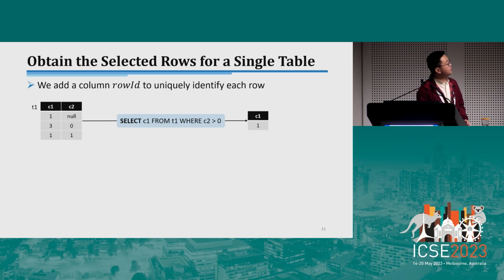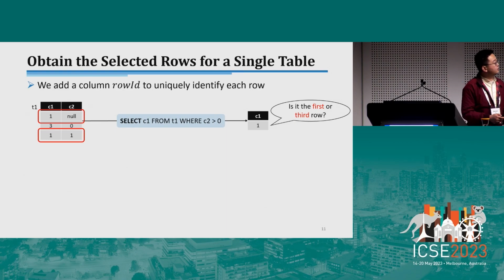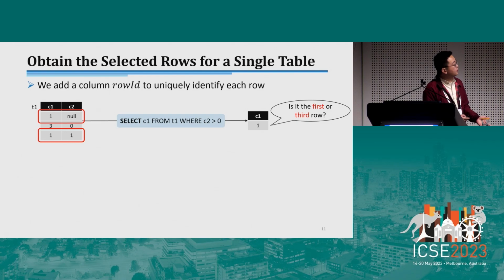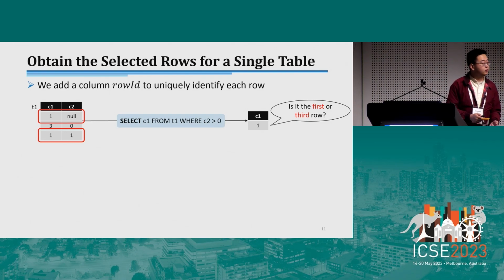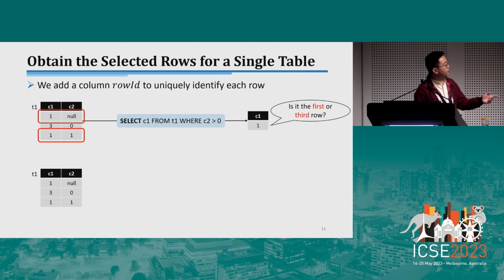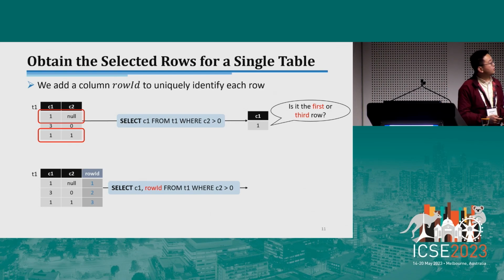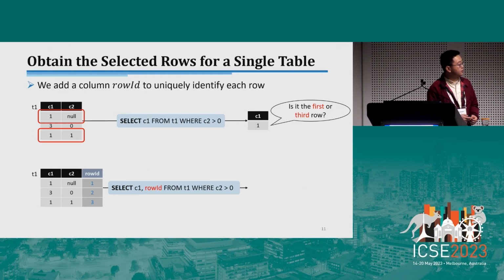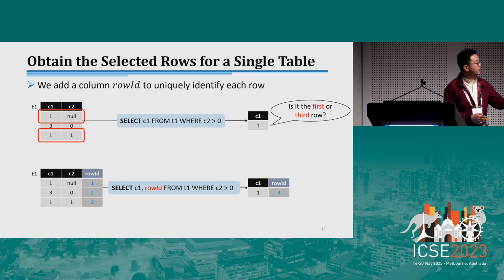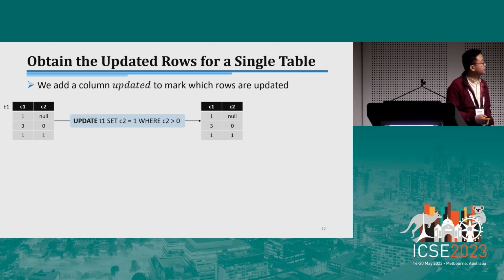For select statements, we need a column to uniquely identify each row. In this example, we cannot figure out whether it is the first or third row returned. To solve this problem, we design a column, rowID, to uniquely identify each row. In this example, given a table T1, we first add the column rowID, and then rewrite the select statement without changing its execution semantics. We then execute the select statement and obtain the rowID from its query result. In this case, the third row is returned.